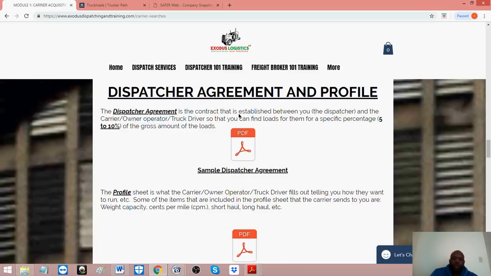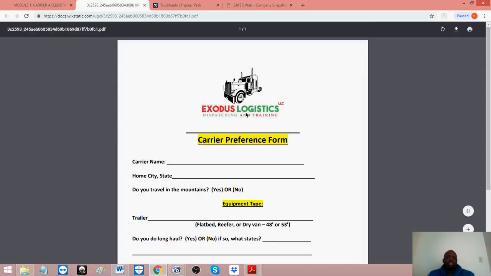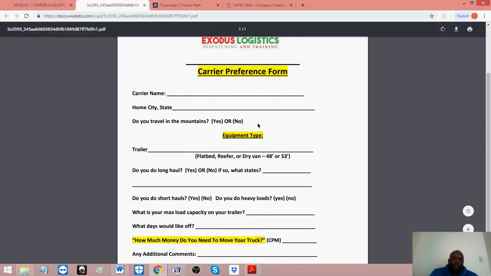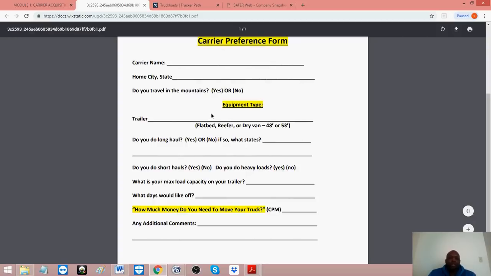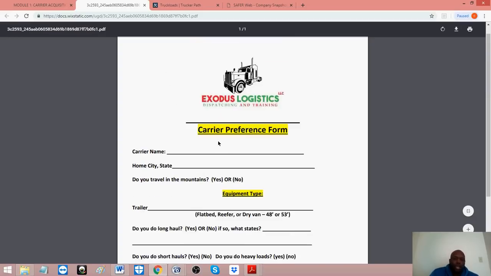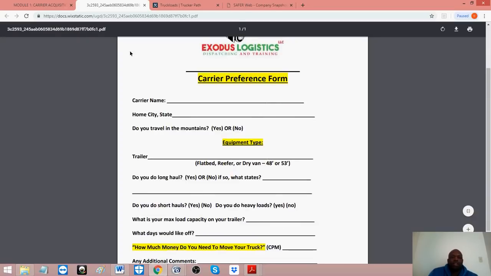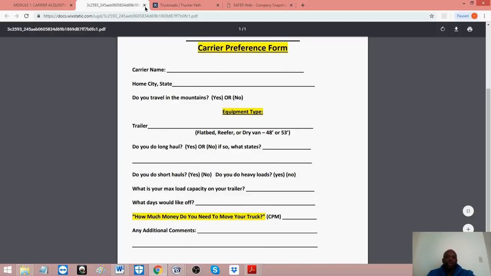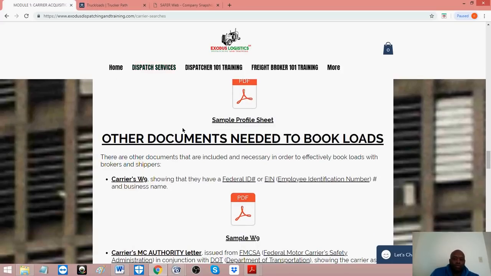And then again, I go over the dispatch agreement and the profile sheet, which is the other document that you send to the carriers initially to have them sign and send back to you. On the profile sheet, you basically put your logo. They're going to put their equipment type, their home information, whether they want to go in the mountains, how much weight they want to haul, and important things, like their cents per mile. Pretty simple. Once you get this back with the dispatch agreement, you take this profile and cater it when you search for loads for them.